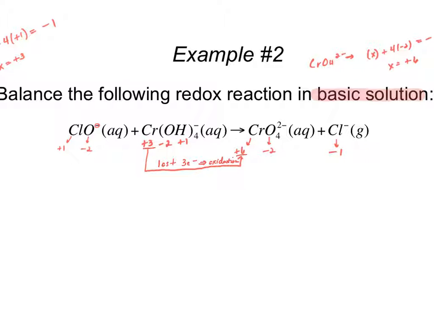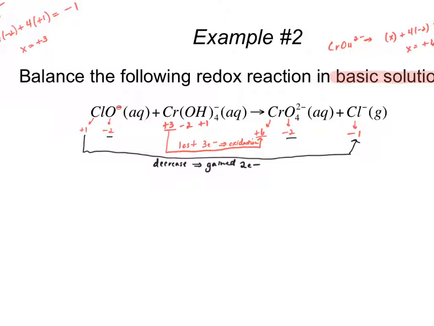So we can do the same thing for the reduction. Oxygen is a -2, it doesn't change oxidation state. Chlorine, though, goes from a +1 to a -1. So we have a decrease in oxidation state, meaning we have gained electrons. And more particularly, it went from a +1 to a -1, so it had to have gained 2 electrons.